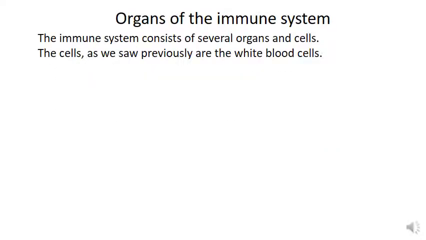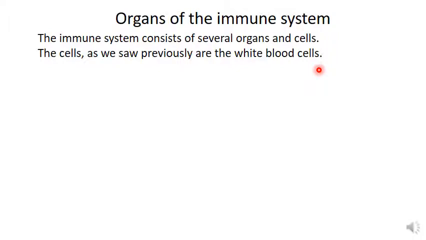Let's first start with the organs of the immune system. As we have learned before in the previous documents, the immune system consists of several organs and cells. And we have already talked about the cells that are the white blood cells. Let's remember, what are the different types of white blood cells? They are granulocytes, monocytes, lymphocytes, and the mast cells.